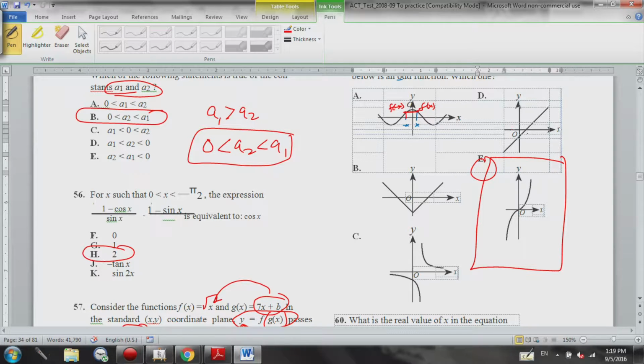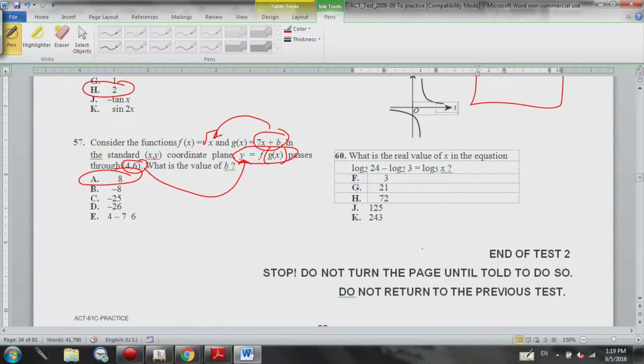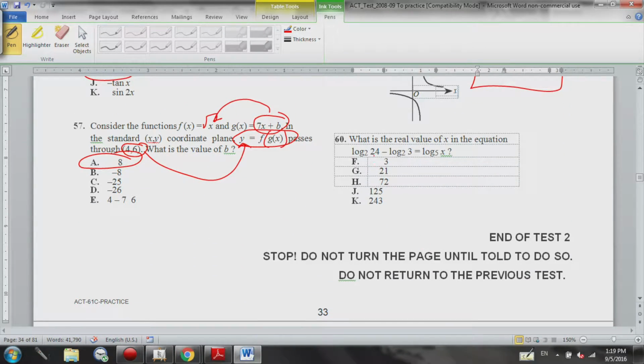Okay, so the other ones you can try out. You can try x and the opposite of x, but they don't work that way. And the last question: what is the real value of x in the equation? In other words, solve this equation.